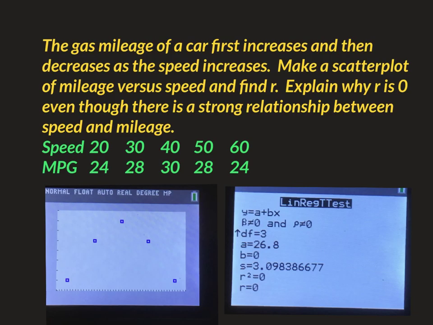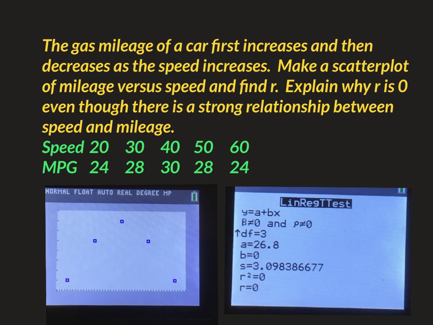Okay, one example when we're down here. The gas mileage of a car first increases and then decreases as the speed increases. Make a scatter plot of mileage versus speed limit and find R. Explain why R is 0. I think they just told you what R was, even though there's a strong relationship between speed and mileage.